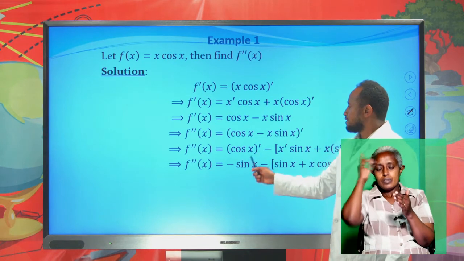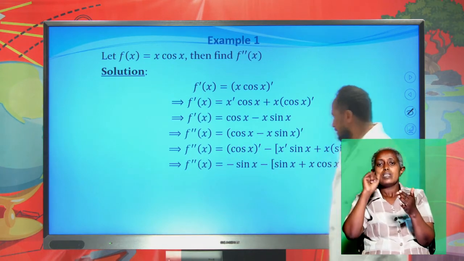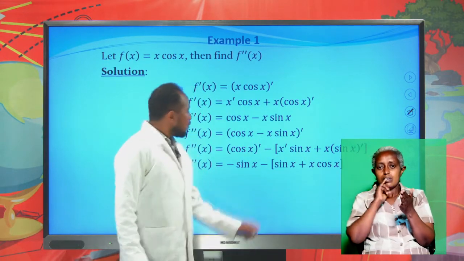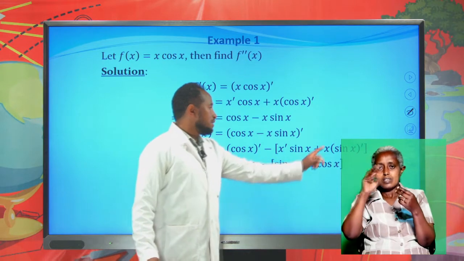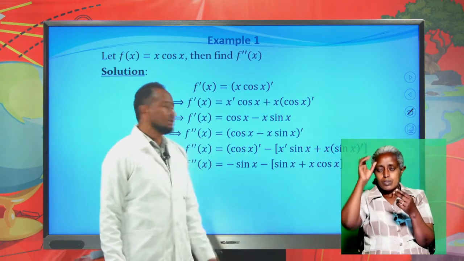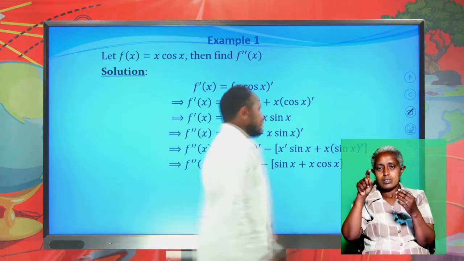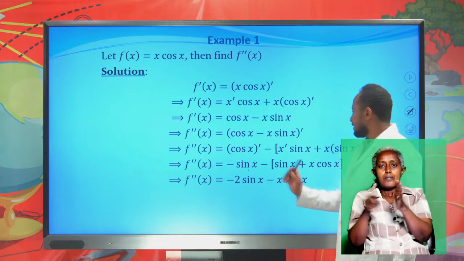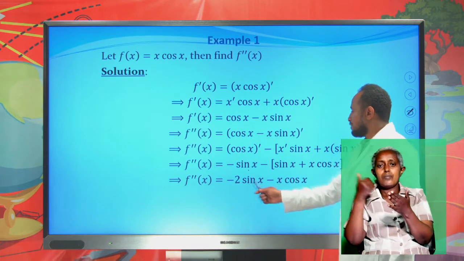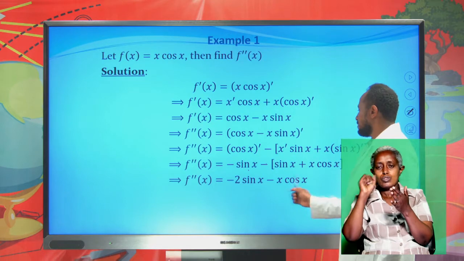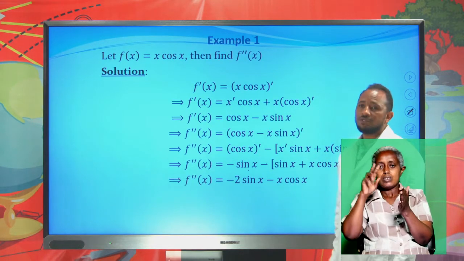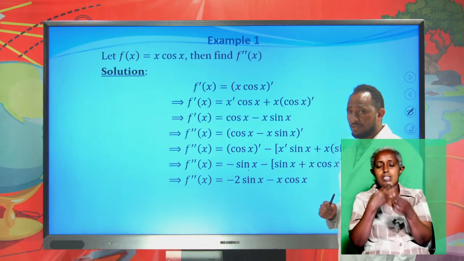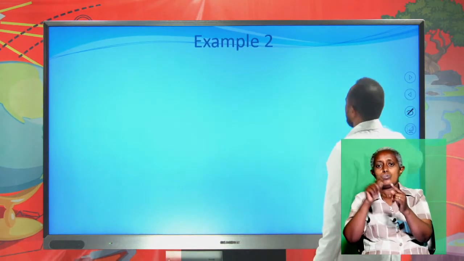So the derivative of cos x is minus sine x, minus the derivative of x, which is 1, times sine x, plus x times the derivative of sine x, which is cos x. Simplifying this, you will have minus sine x and minus sine x, so minus 2 sine x, minus x cos x. So this is the second derivative of the function x cos x. Now let's continue to the next example.